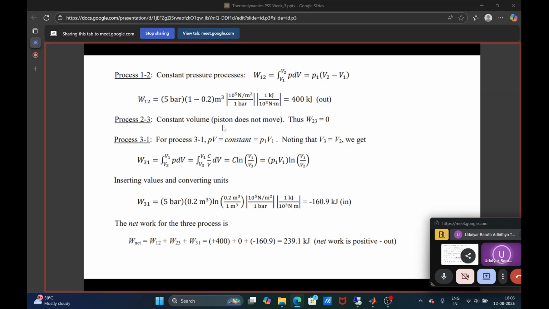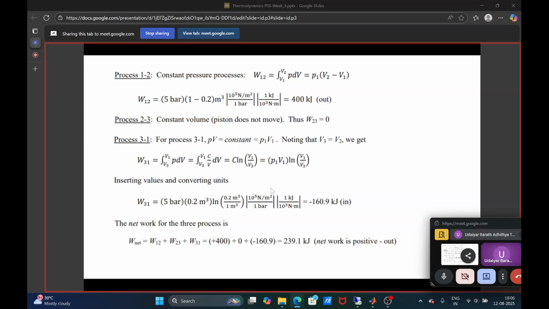Then process 2 to 3 is a constant volume process, so the piston will not move. In that case, your work done is 0. And then process 3 to 1 is PV equals constant. So integrating, you will get P1 V1 ln V1 by V2. Substituting the volumes and pressure terms, your pressure is 5 bar and volume is 0.2.